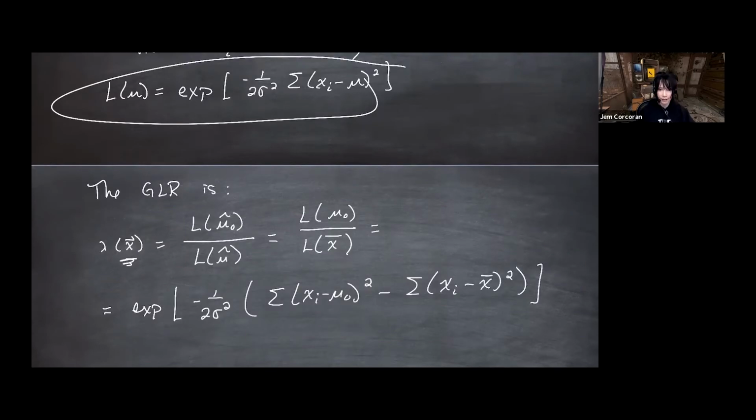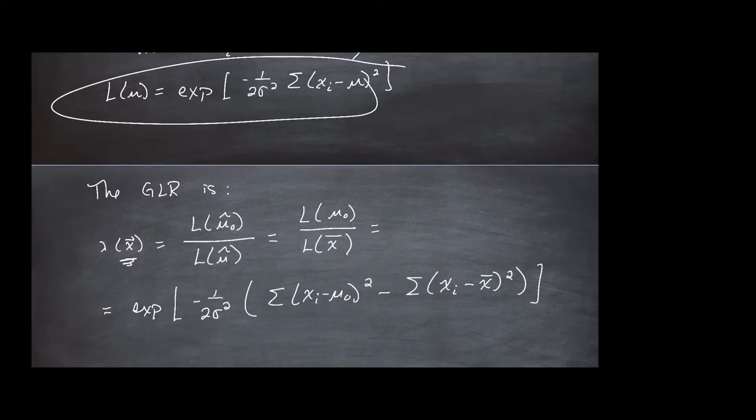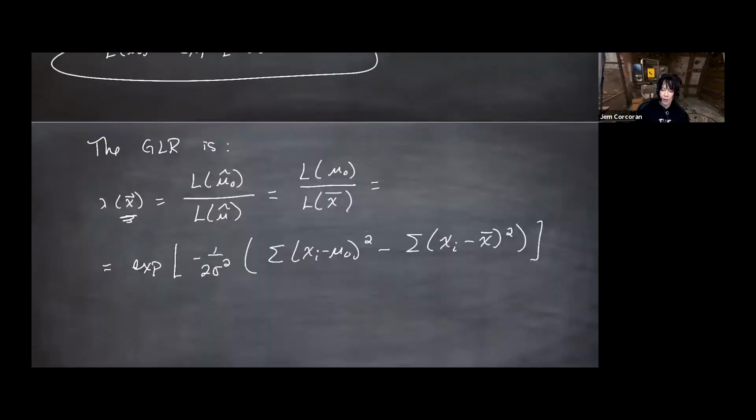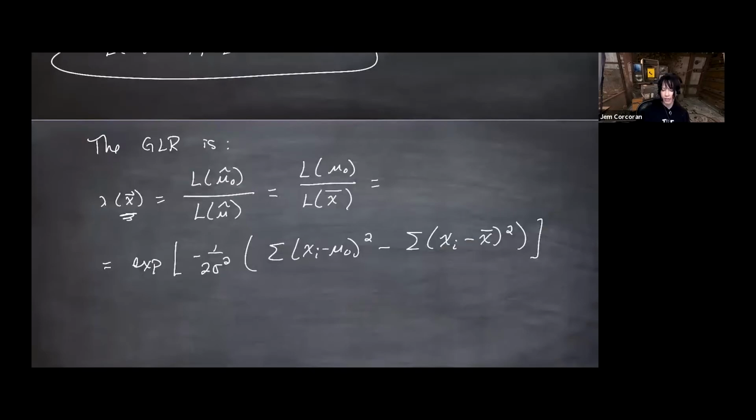Question: is X bar special in any way, or could we choose any estimator of mu? It is special in that for the generalized likelihood ratio test, mu hat is the maximum likelihood estimator for mu. If you have a normal distribution with known variance, so you just have that one parameter mu, and you decided to find the MLE, you would get X bar.